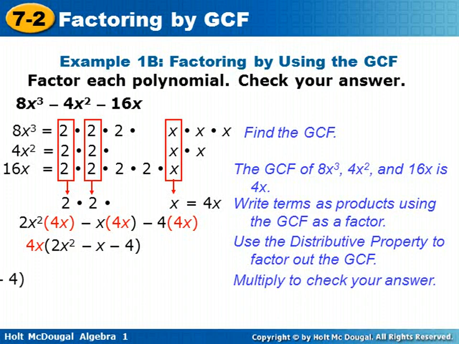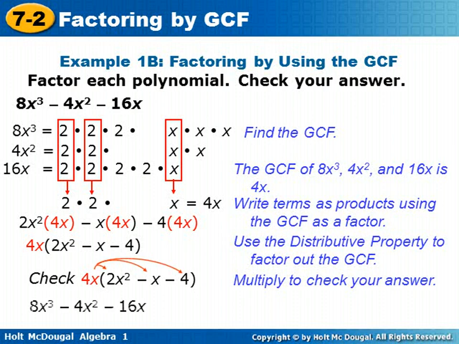To check your answer, you would distribute or multiply the 4x back into the parentheses. Make sure you multiply the 4x to each term. That would give you 8x to the third minus 4x squared minus 16x. That is the original polynomial, so we know we've factored correctly.